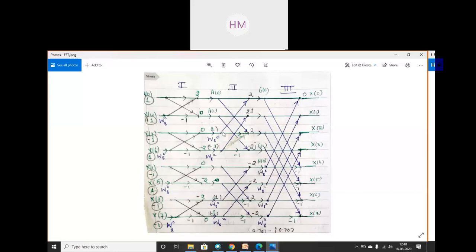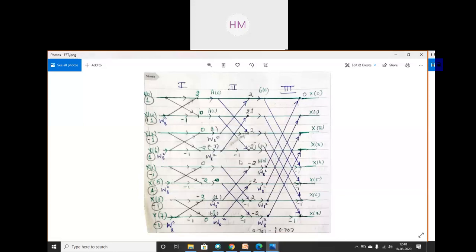In second stage, you have to write W8, 0 and W8, 2. This you can see in the diagram. Is it clearly visible? जहां जहां -1 लिखा है वहां पर ट्विडल फैक्टर की वैल्यू लिखनी है तुम्हें. W8 0 in the first stage, in the second stage W8 0, W8 2.